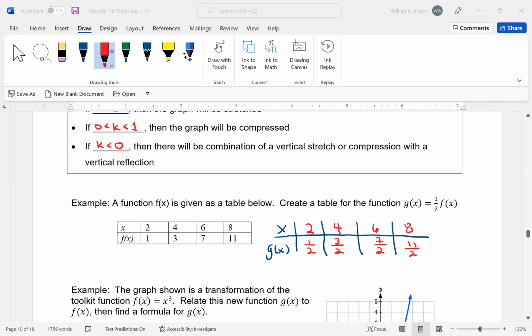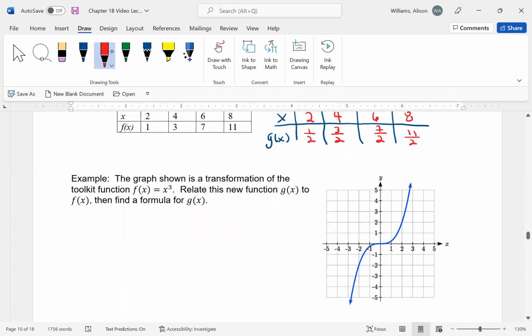Okay, so let's look at this example. Sorry for my dog in the background. In this example, we're given a graph and we're told to relate it to x cubed, which makes sense. It kind of looks like x cubed.